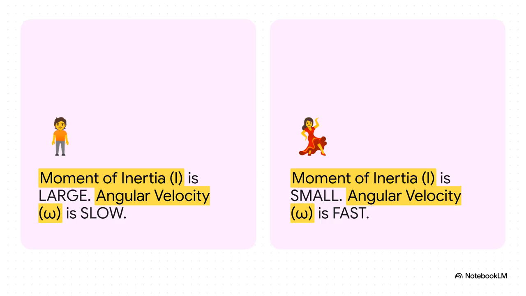When her arms are out, her mass is spread out wide. That gives her a large moment of inertia, which means her spin, her angular velocity, is slow. But the moment she pulls her arms in, she pulls all that mass toward the center. Her moment of inertia shrinks, becoming small. And because L has to stay the same, her speed has no choice but to increase to make up for it. She spins fast. It's not magic at all. It's just a beautiful exchange.